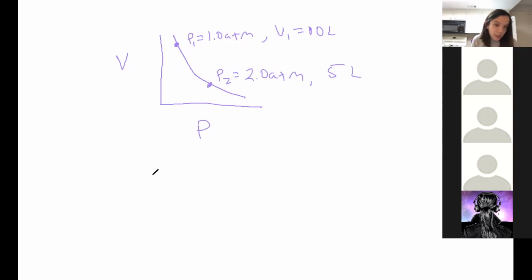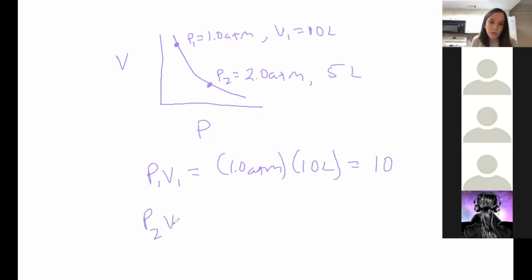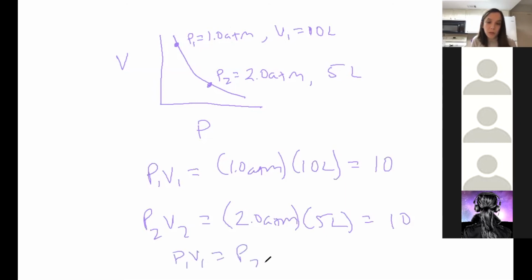What he also realized is that if you take pressure 1 and V1 and multiply them, so you get 1 atmosphere times 10 liters, you get 10. And then if you take P2 and V2, multiply them, you also get 10. So the products of these are equal to each other. And so you realize that P1 V1 is equal to P2 V2.